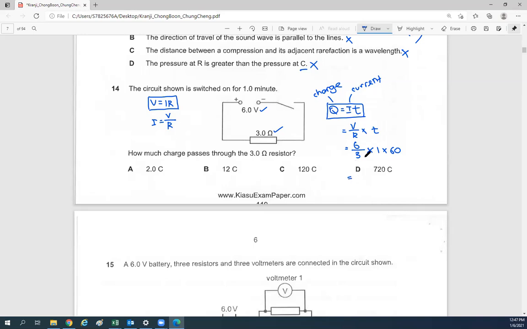All right. So you press your calculator. 60 divided by 3 is 20. 20 times 6 is 120 coulomb. So the answer is C.